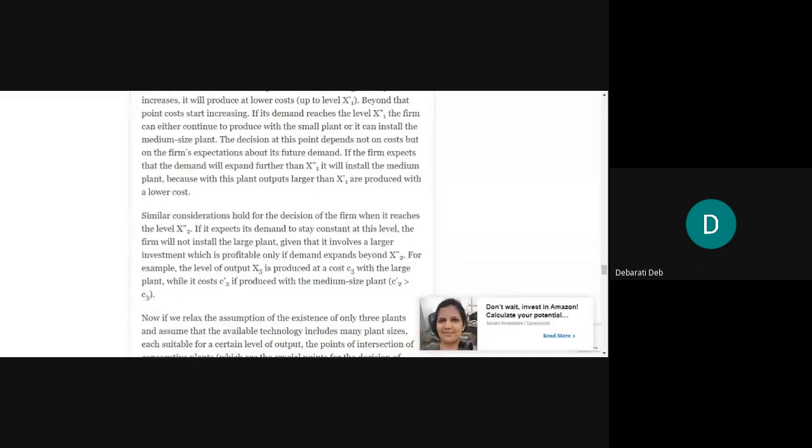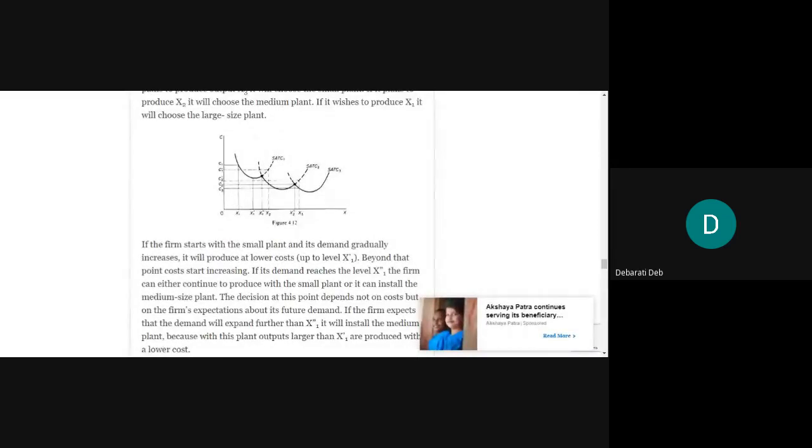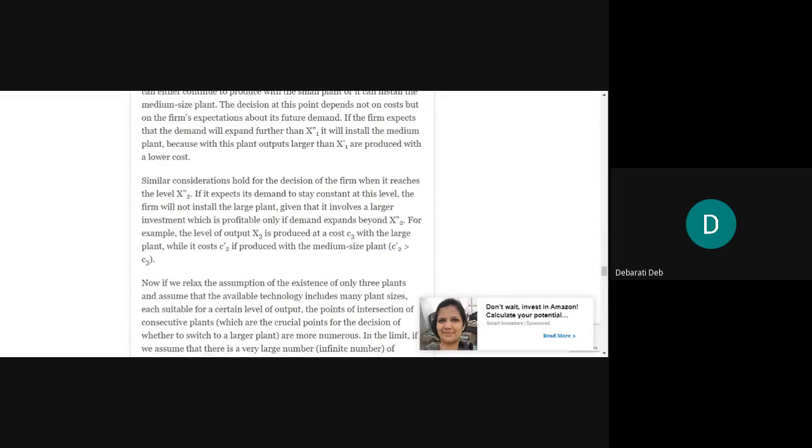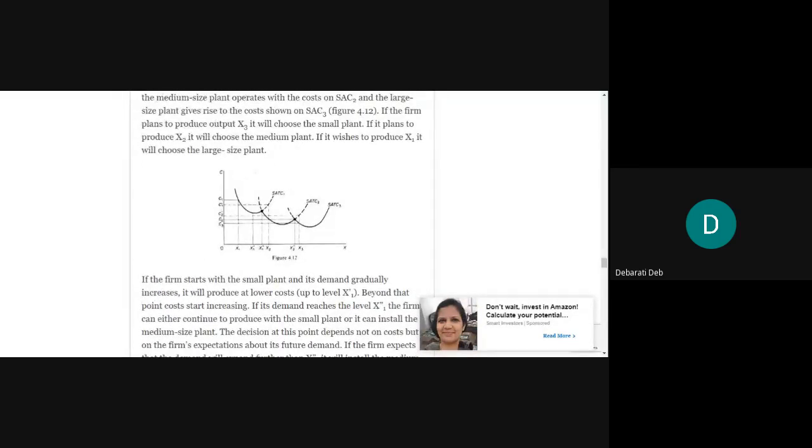For example, the level of output x3 is produced at a cost c3 with a large plant, while its cost is c2' if produced with the medium size plant. See, now one example. What was the point? C3. If the level of output x3 is produced at a cost c3 with a large plant, large plant means third curve, right? Large plant means third curve. So x3 will be produced at the cost of c3.